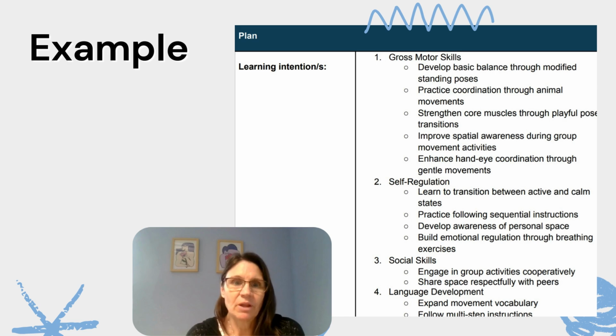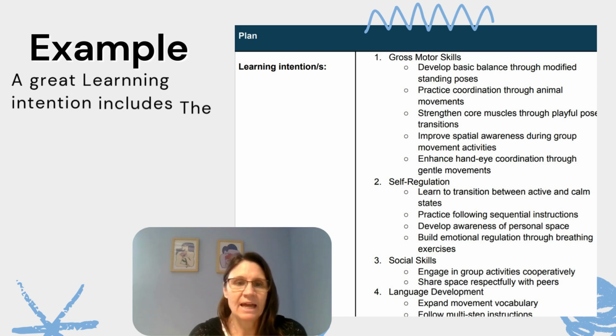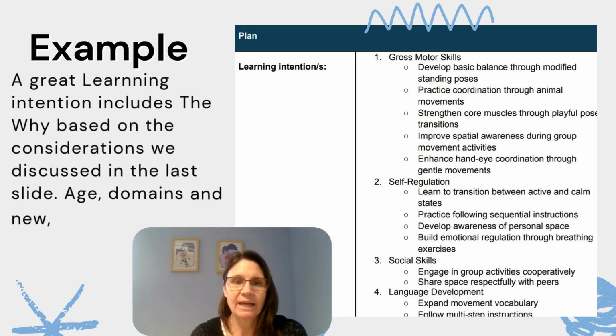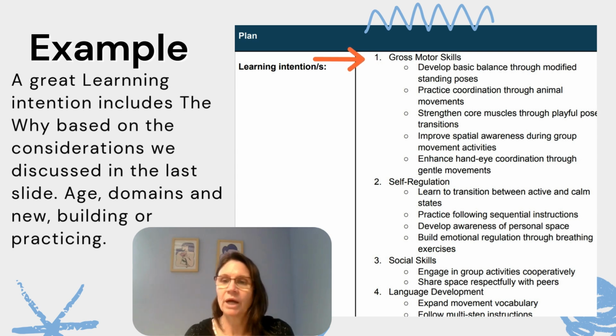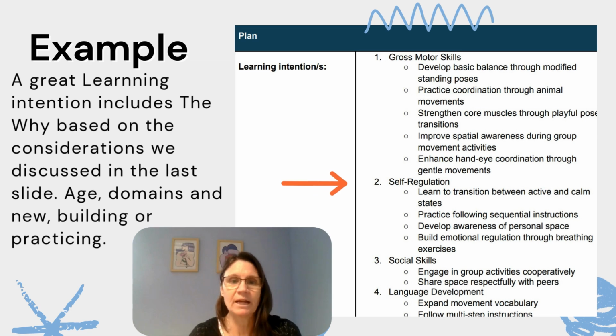Here is an example of a really well-written activity plan that outlines each domain and how this activity is going to support the development of each one of those domains. So you've got gross motor skills, developing basic balance through modified standing poses. This is an activity plan that's written for yoga. Self-regulation, learning the transition between active and calm states, which yoga does. You have movement and rest and movement and rest. And then social skills is how to do this in a group.